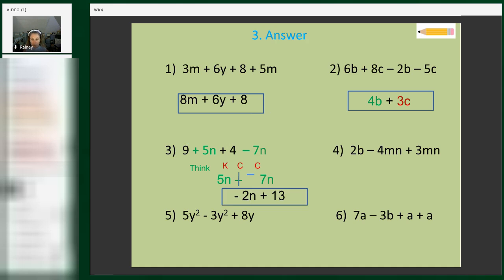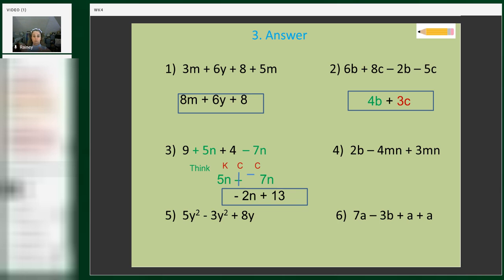Final answer. So let's talk about number 3. Make sure you understand. Does everybody see how we have the 5n minus 7n? That means you start with 5. You've taken 7 from it. You're going to have a negative answer. Okay, good, Franklin. So you have to have a negative in front of that n too. Good, good.